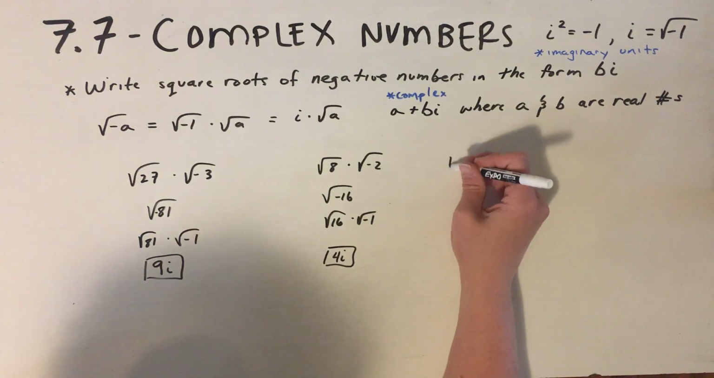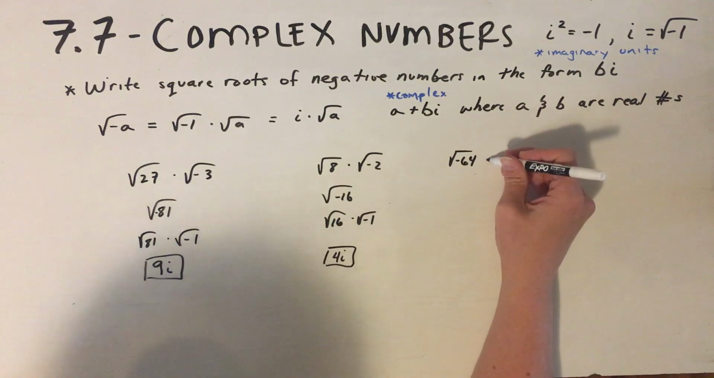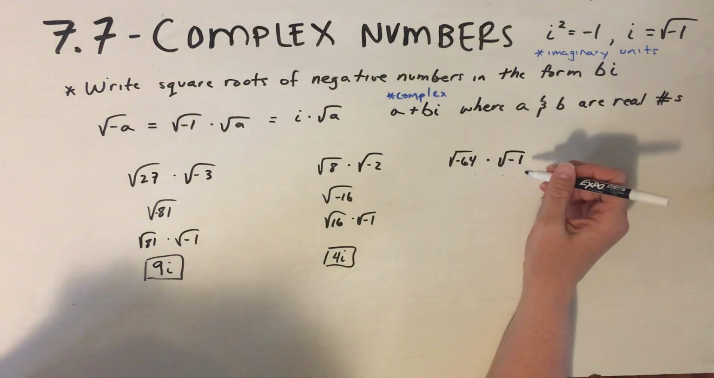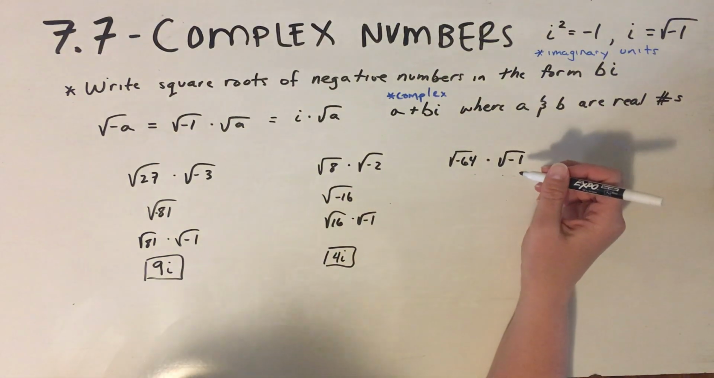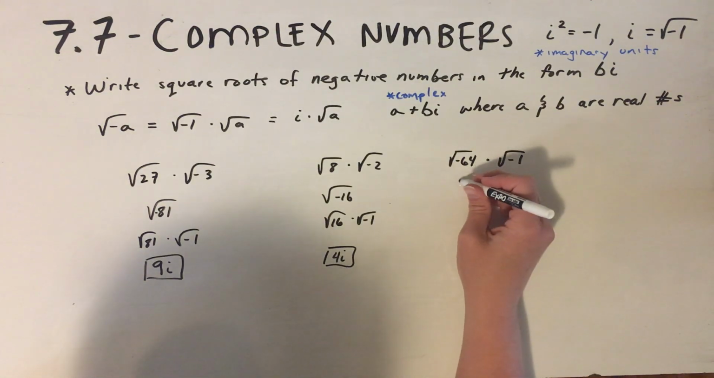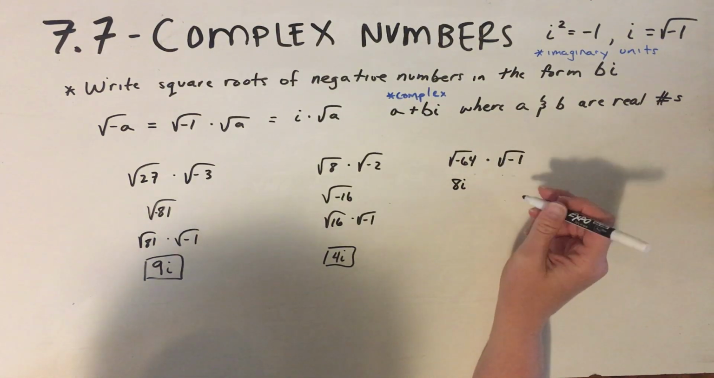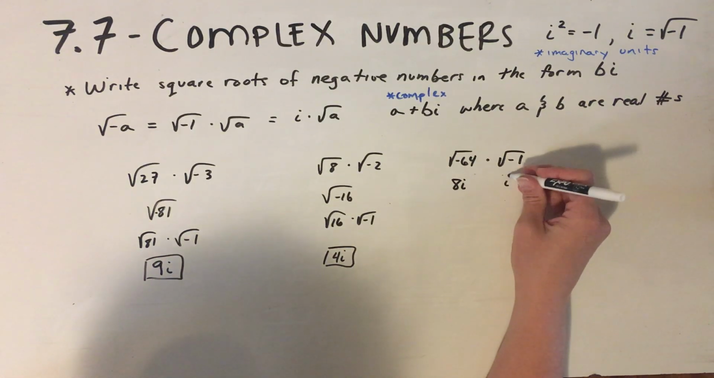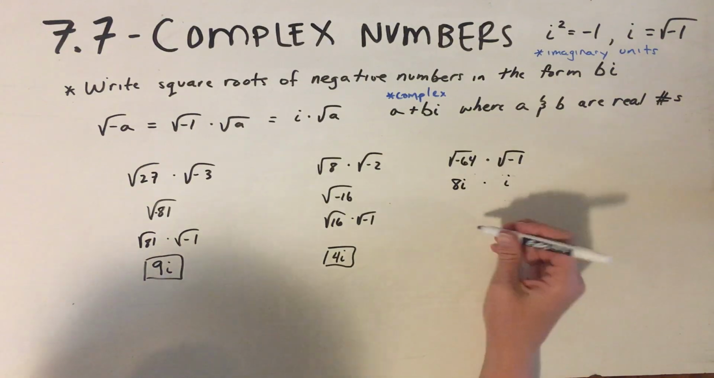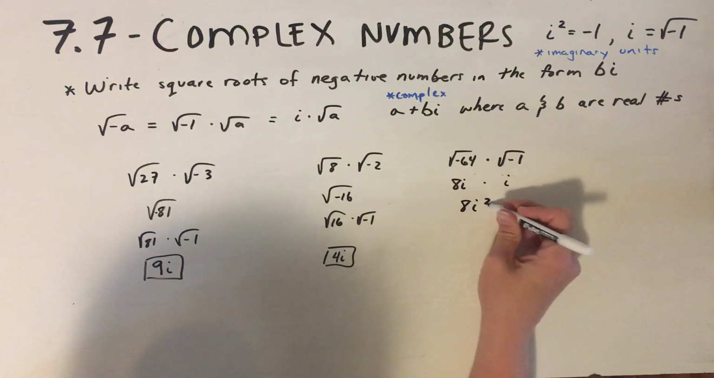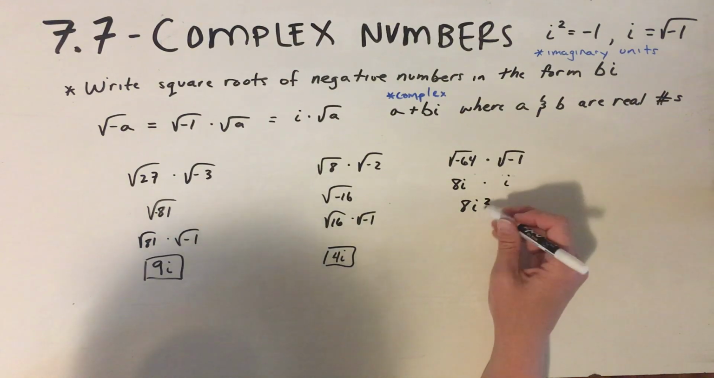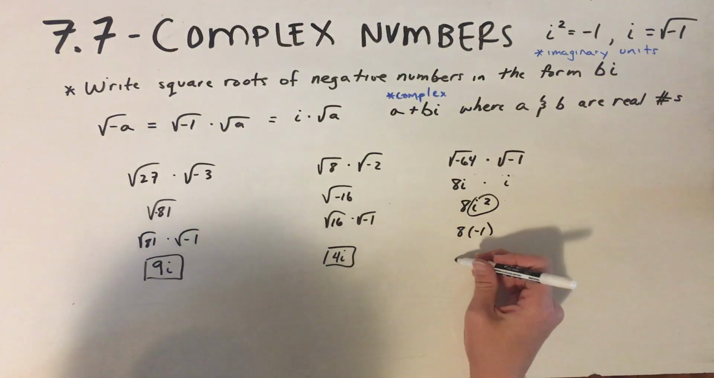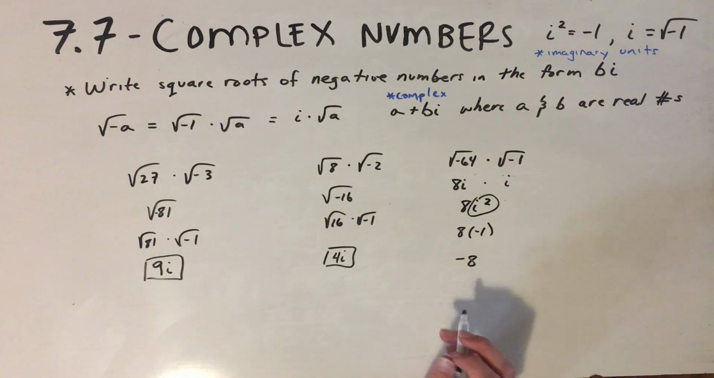This next one here, if I had the square root of negative 64 multiplied by the square root of negative 1, the square root of negative 64 is 8i. Okay, and the square root of negative 1 is i. If I multiply those together, we get 8i squared. This value here of i squared is equal to the value of negative 1. So the answer here would be negative 8.